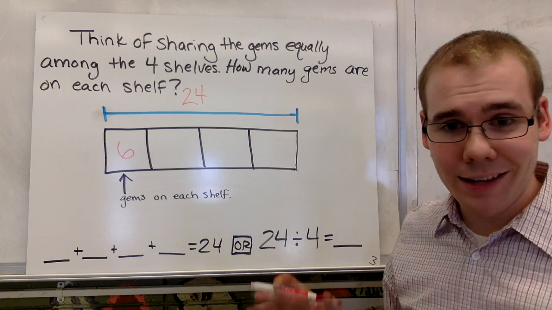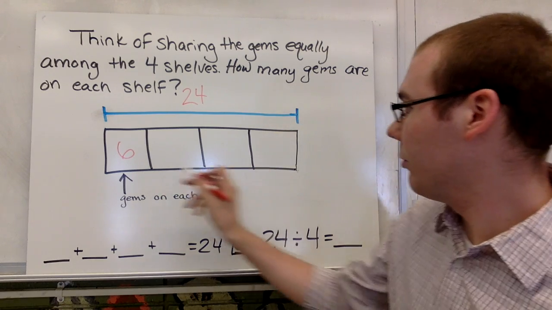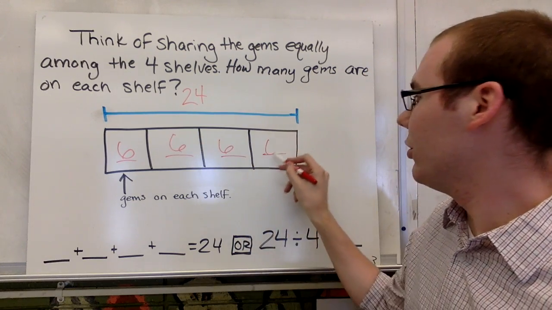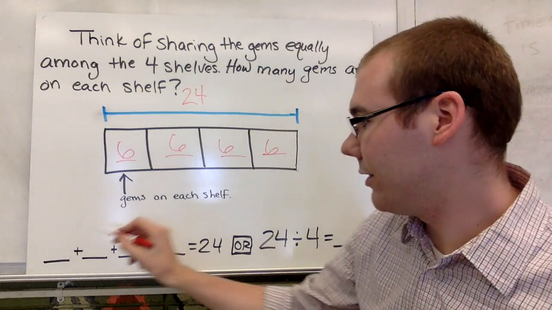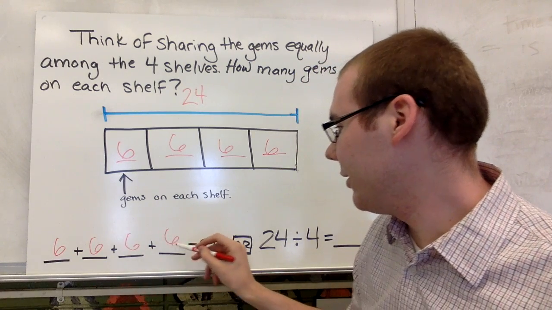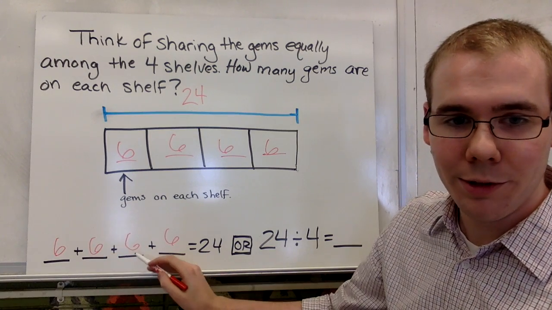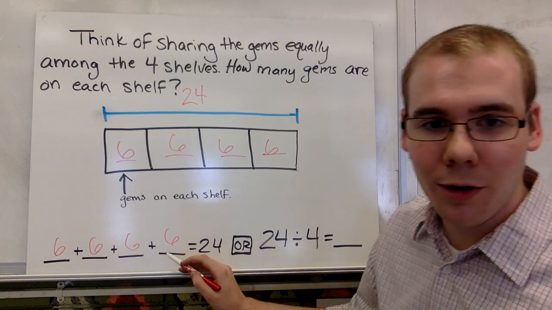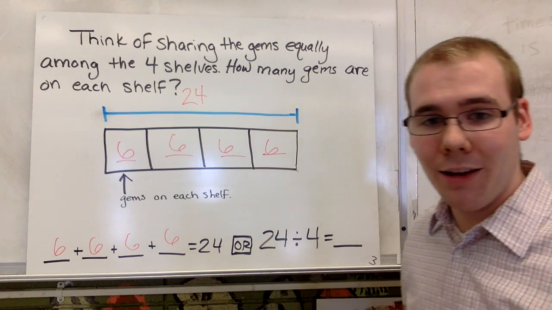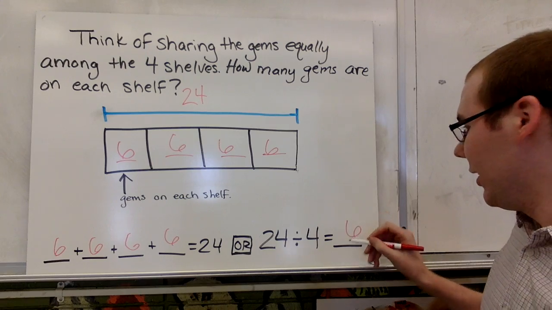And we can make this, as I said before, an addition problem or an addition sentence. So there's 4 shelves, 1, 2, 3, 4, with 6 gems on each shelf. So that's 6 plus 6 plus 6 plus 6. And I know if I add all these up, we're going to get 24. So 6 plus 6 is 12, plus 6 more is 18, plus 6 more is 20. Plus 6 more is 24. And another way of writing that is just simply 24 divided by 4 equals 6.